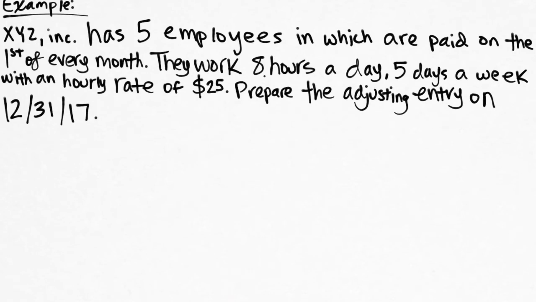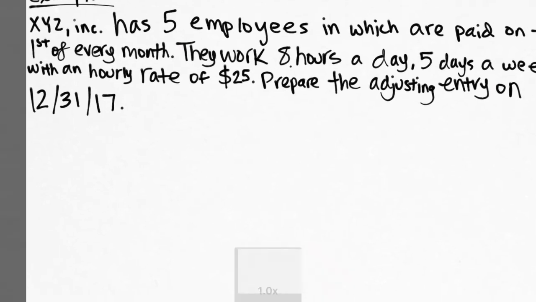Well, we only need to calculate the payment for 1 month because, as you can see, they are paid on the first of every month. So that means the last time they were paid was on December 1st of 2017. And because right now we are making the entry for the 31st, we still haven't paid them for the whole month of work they did in December, because we will be paying that tomorrow, on January 1st of the next year. So where do we start?